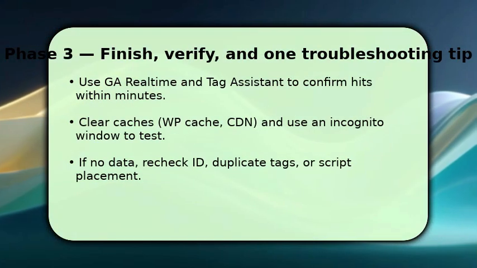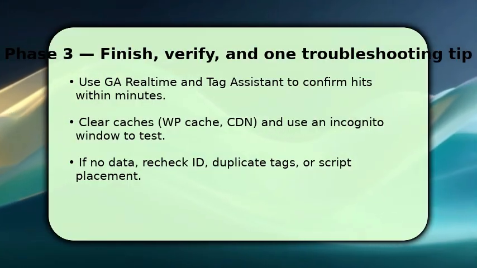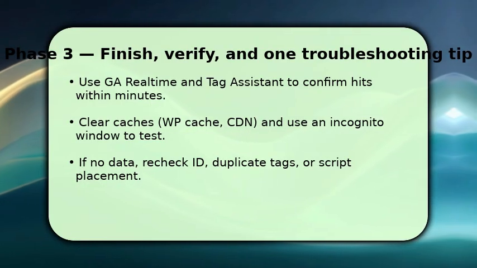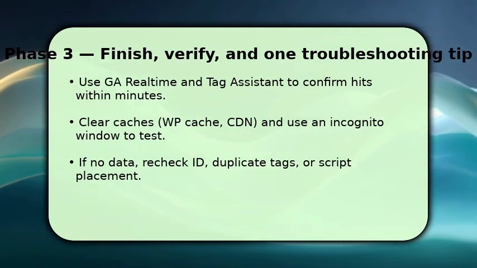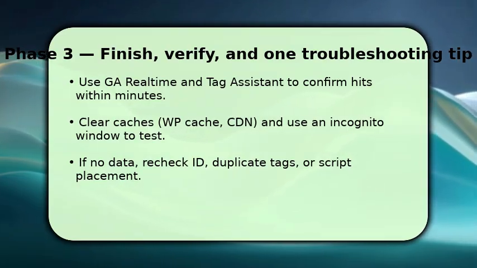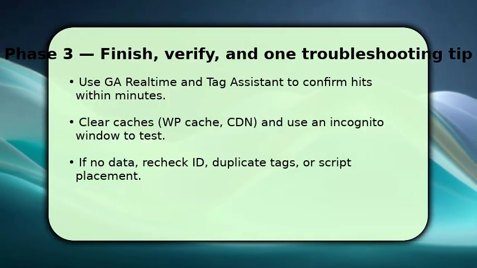You finish by verifying that data flows into GA4. Open real-time reports and browse your site in an incognito window. You should see activity within a few minutes. If nothing appears, clear WordPress and CDN caches, then recheck that the measurement ID is correct and only applied once. Duplicate tags can block data.